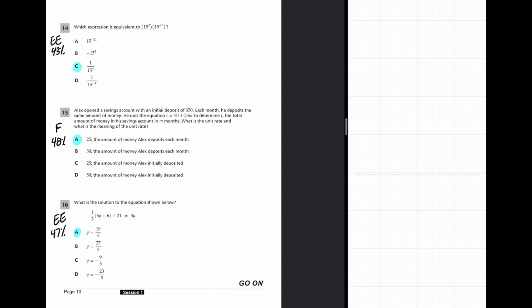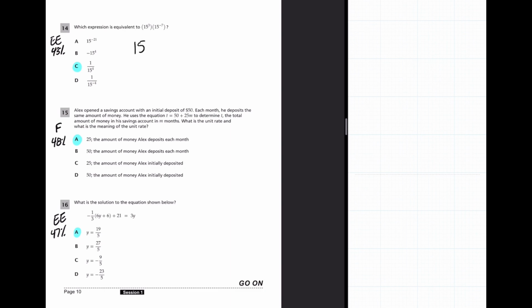Okay, here are answers for 14, 15, and 16. Notice that some questions are going to skip because they were not all released by the state. So check your answers. If you need to go over any of these parts, stay here. If not, keep going. We'll start the first one, which is an EE problem, has to do with exponent rules.